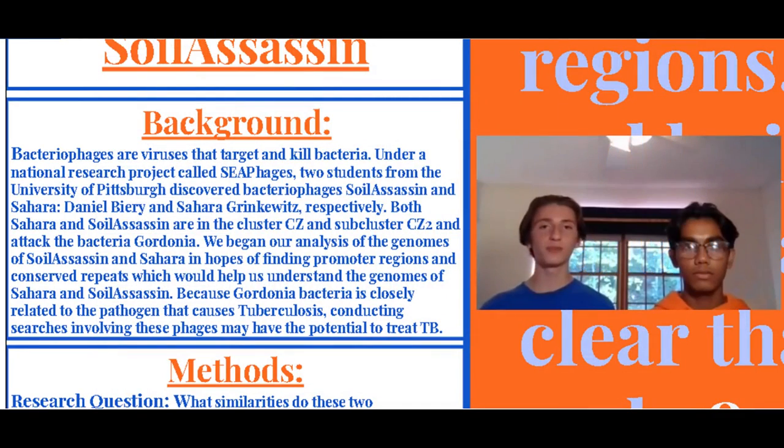Two students from the University of Pittsburgh, however, were successful. They discovered two bacteriophages, SoilAssassin, discovered by Daniel Beery, and Sahara, discovered by Sahara Grinkowitz. Both phages are in cluster CZ and subcluster CZ2 and attack the bacteria Gordonia. Gordonia bacteria, for reference, is closely related to the pathogen which causes tuberculosis.